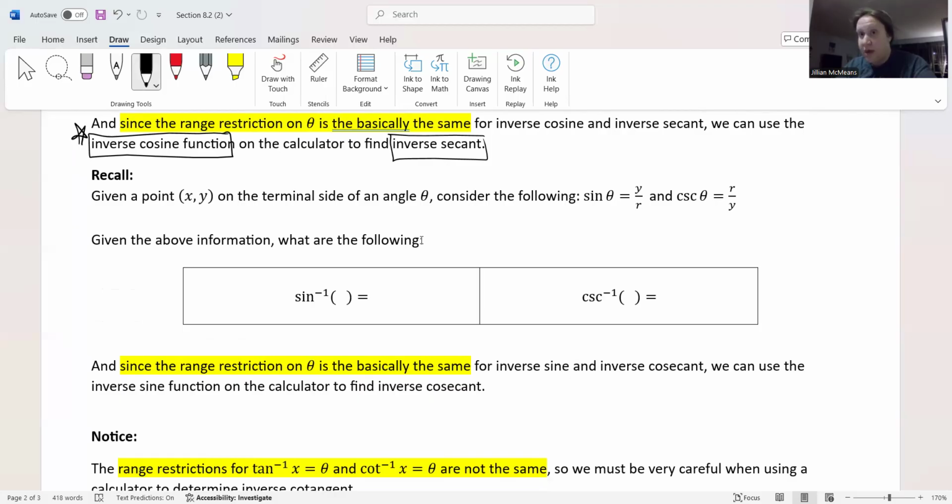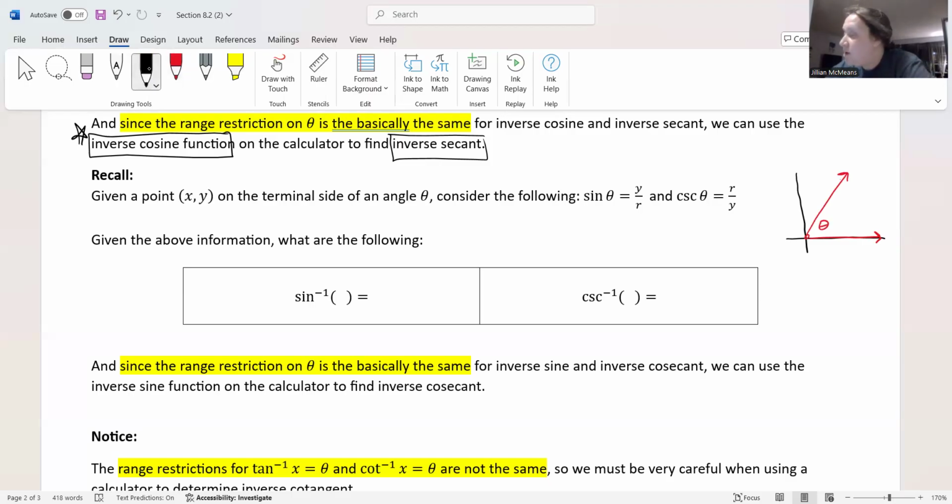We have that when we have some angle theta, sine is going to be the ratio y over r, and cosecant is going to be the reciprocal of that. It's going to be the ratio r over y. So again, let's draw this. Imagine we have some angle theta. It's going to be in standard position, meaning the vertex is at the origin, the initial side is on the positive x-axis, and then we sweep over, open. So we have some generic angle theta, okay?